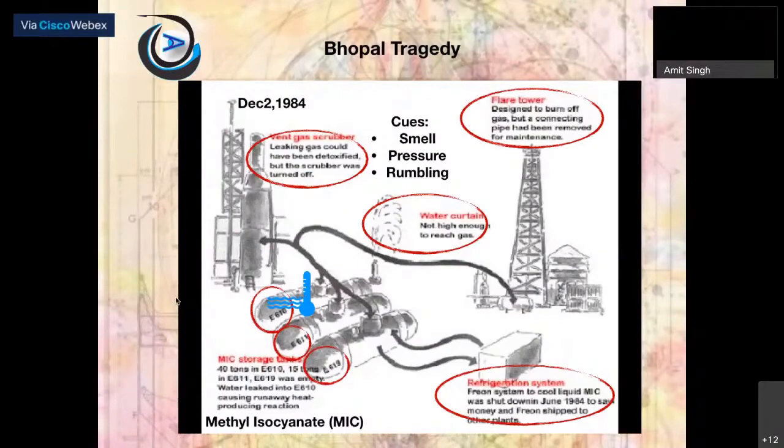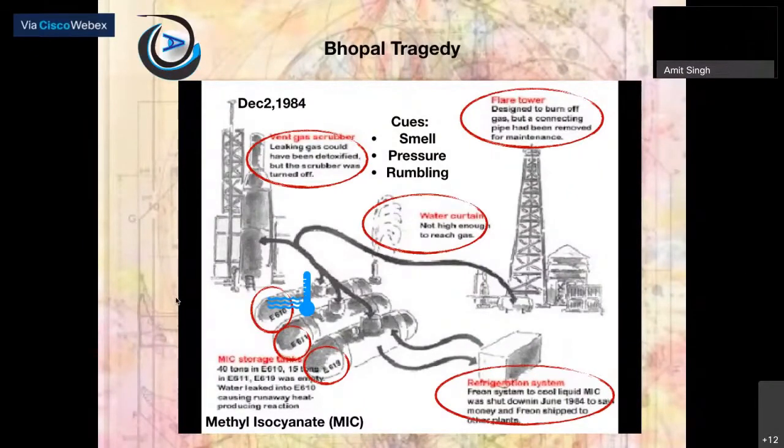In a HRO, they pick up even the smallest cue. If you get a smell, you have to confirm what kind of smell, where it is coming from, the source of the smell. Unless you investigate it, if you dismiss anything like this, then a major event is on your hands. Same is with the differential pressure and the rumbling.